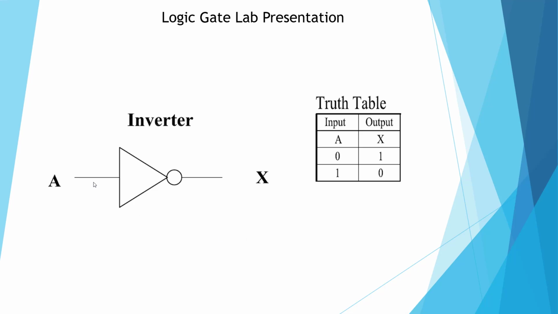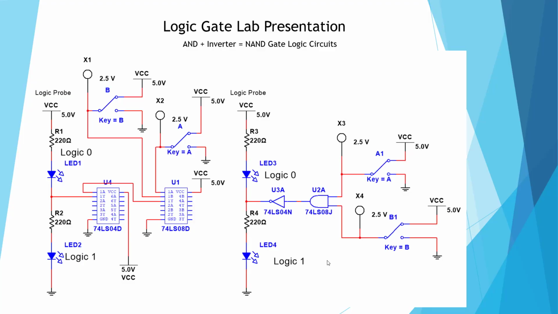Here's our inverter logic symbol and our truth table. So anything goes in: if 0 goes in, 1 comes out. If 1 goes in, 0 comes out.